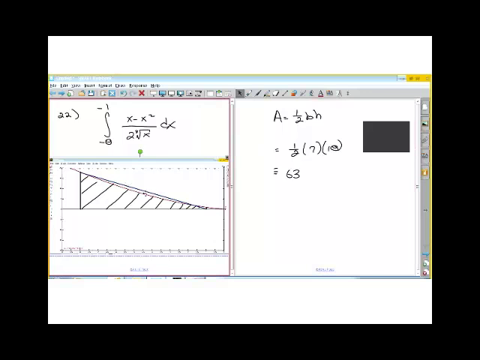It's probably going to be a little less than 63 because this is under predicting it, and this is over predicting it. So it's going to be a little less than 63. So let's guess 58. I want to choose 58. Okay, we'll see what happens.